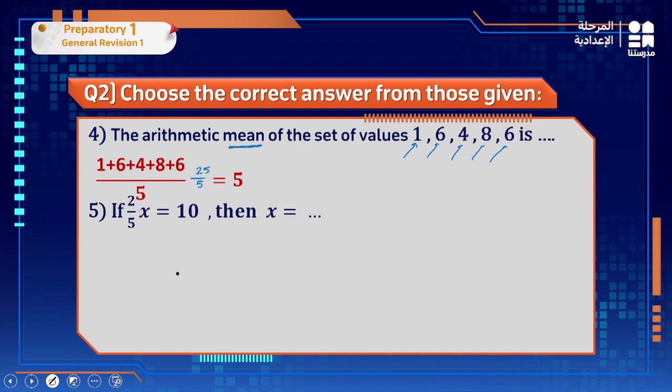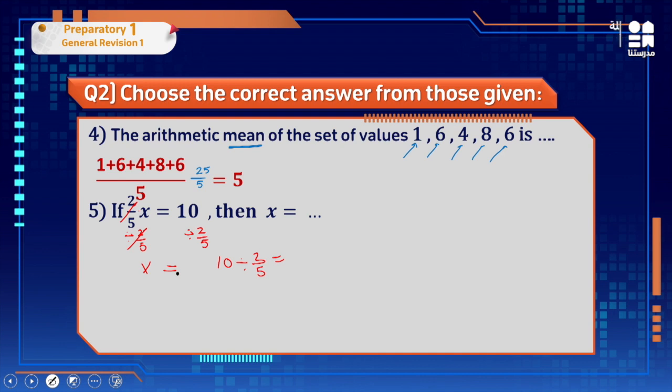So actually we need to divide this 10, or both sides. Here we have both sides. We are going to divide by 2 over 5. So it's 10 divided by 2 over 5. What about the first side? They will cancel each other. 2 over 5 divided by itself equals 1. So x equals 10 divided by 2 over 5.